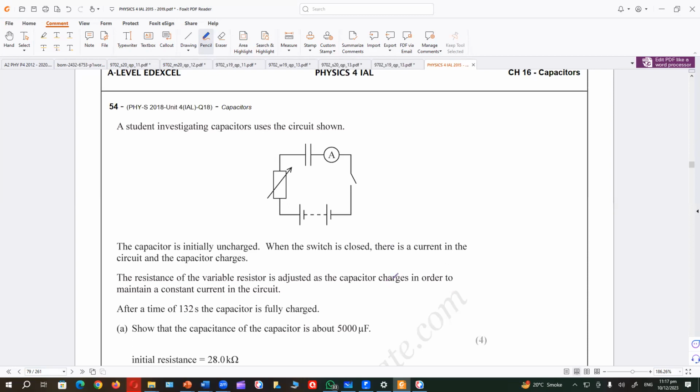Let's try a capacitor, because that's also coming Monday. A student investigating capacitors uses the circuit shown. The capacitor is initially uncharged. When the switch is closed, there is a current in the circuit and the capacitor charges. The resistance of the variable resistor is adjusted as the capacitor charges in order to maintain a constant current in the circuit. After a time of 132 seconds, the capacitor is fully charged.